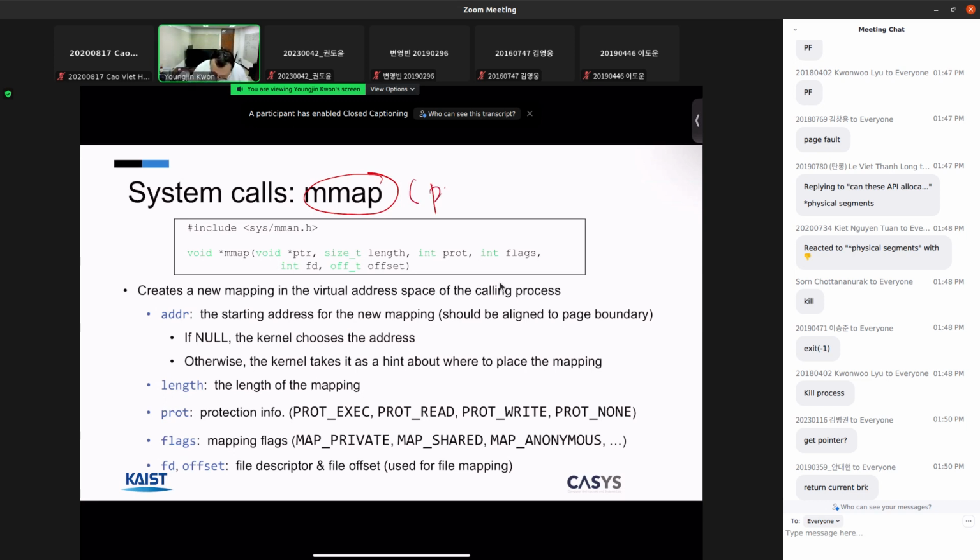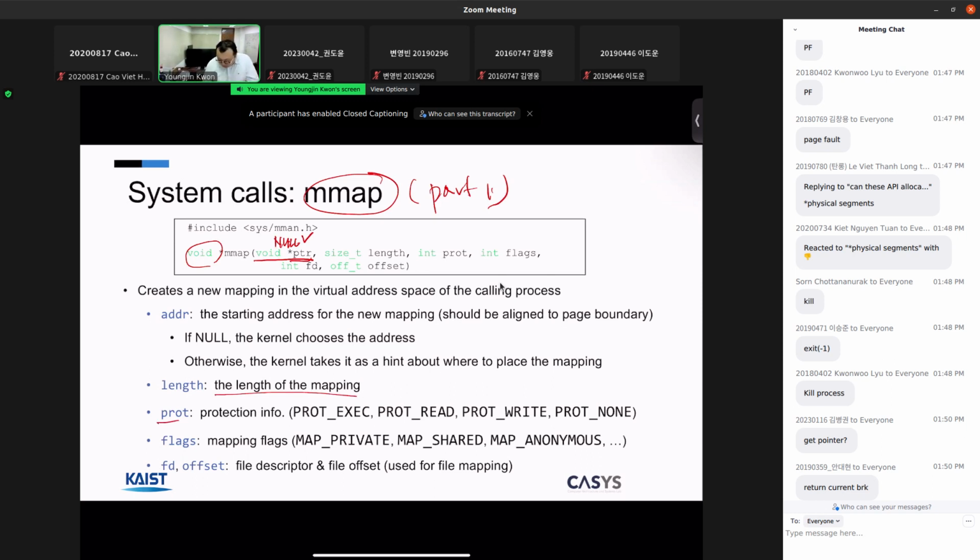So this is part one, mmap. mmap takes these parameters. PTR is the location where mmap is used. If it is null, then the operating system finds an empty virtual address space and returns that. If specified, the operating system tries to allocate the address space that PTR specifies. Okay, so address, and length is the size, obviously, in bytes.